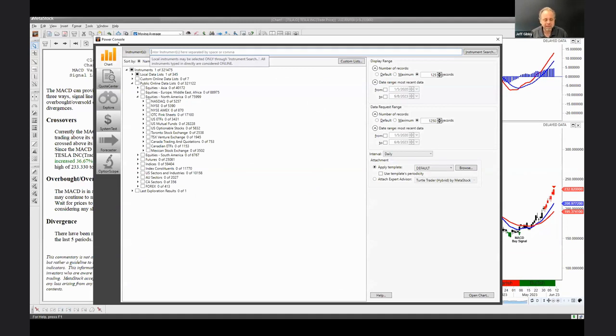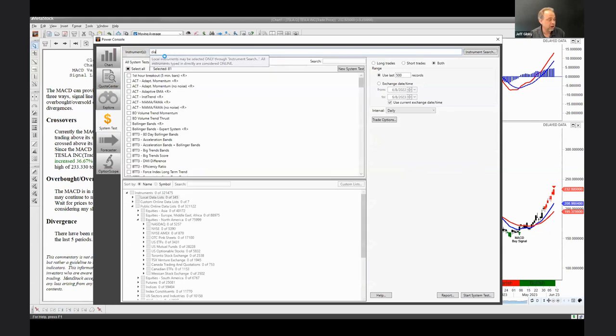Does that make sense? Okay, so let's go ahead. I'm going to skip a few tools here. We've got the quote center, we've got the scanner. I'll come back to that in a second, but I'm going to go to the system tester. And what I'm going to do is we're going to type in a few symbols.